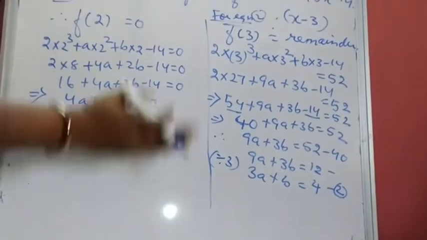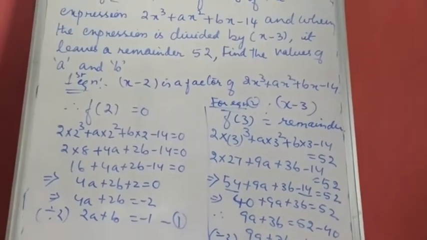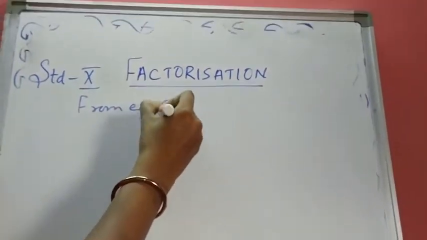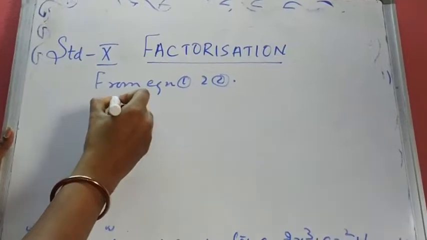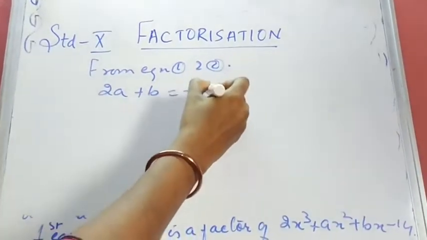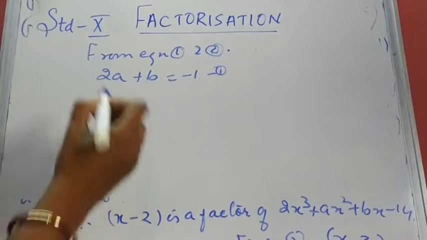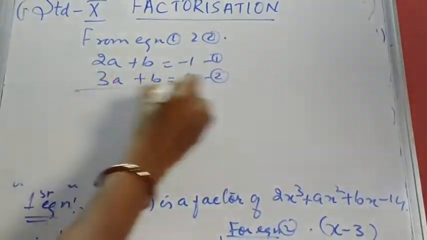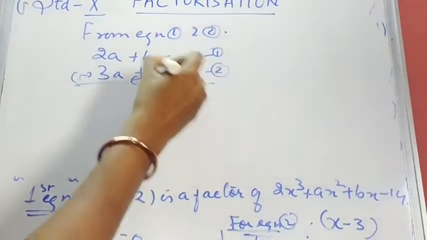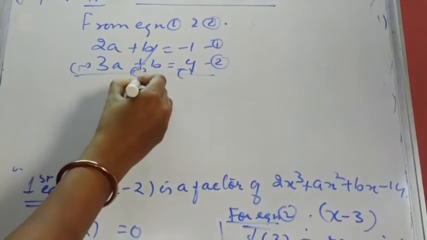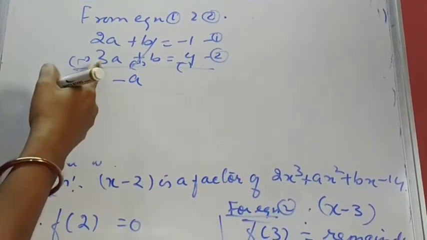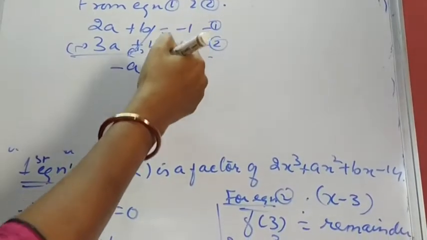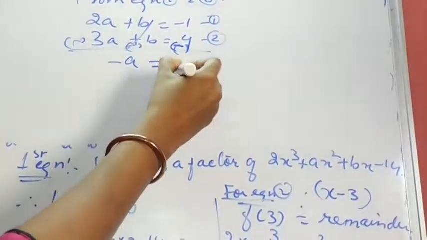So let me do the rest here. From equation 1 and 2, what do we get? The first equation, 2a plus b is equal to minus 1, and the second equation is 3a plus b is equal to 4. So let's do the elimination method. Here we are eliminating the b variable. Here 2 minus 3 gives us minus a is equal to minus 1 minus 4, which is minus 5.